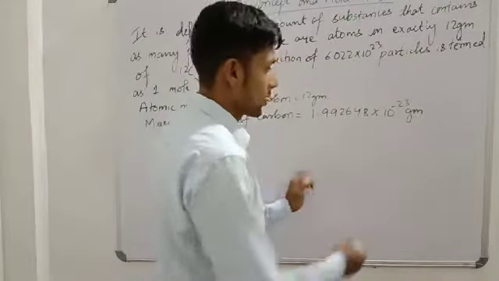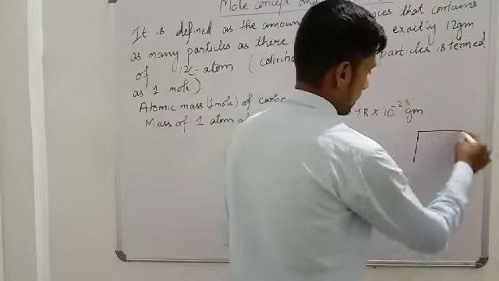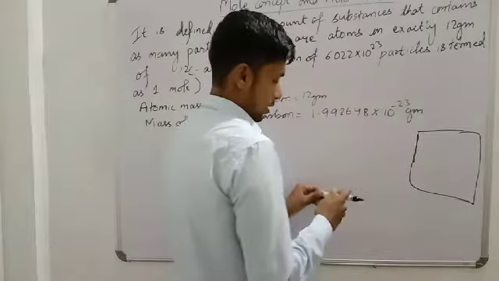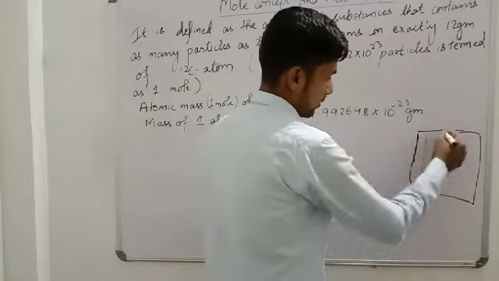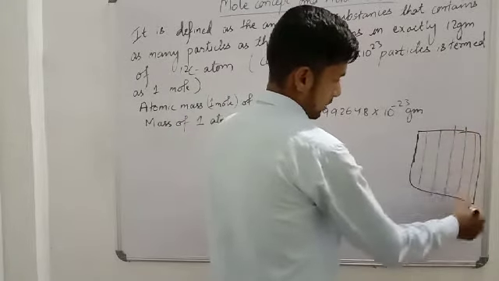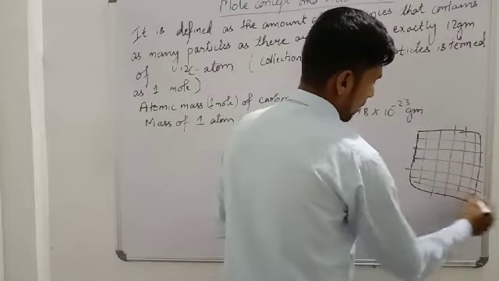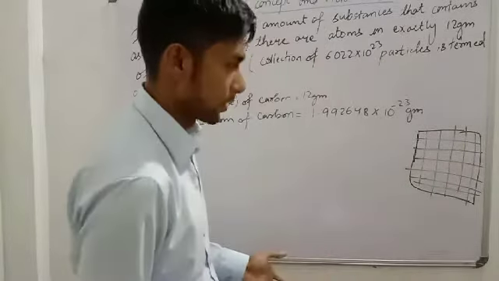Let us consider one big wall. It is made up of brick. This wall is made up of many bricks. We don't know the number of brick.